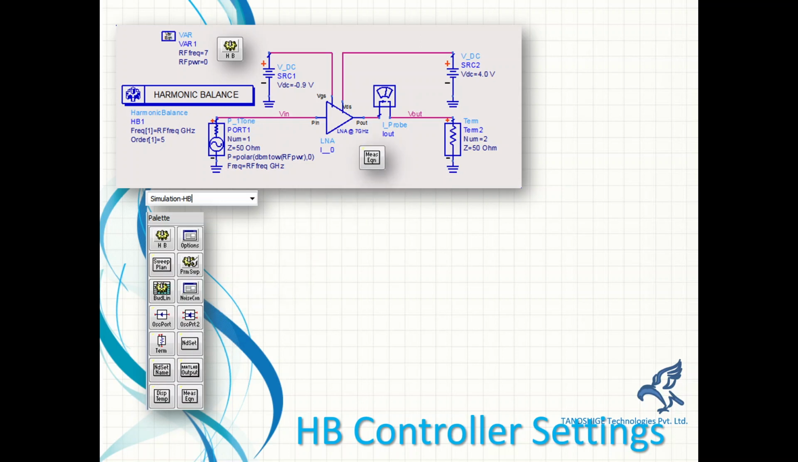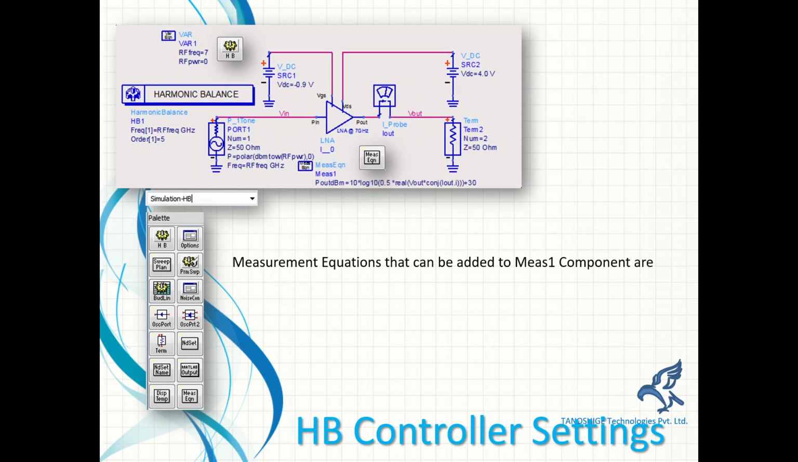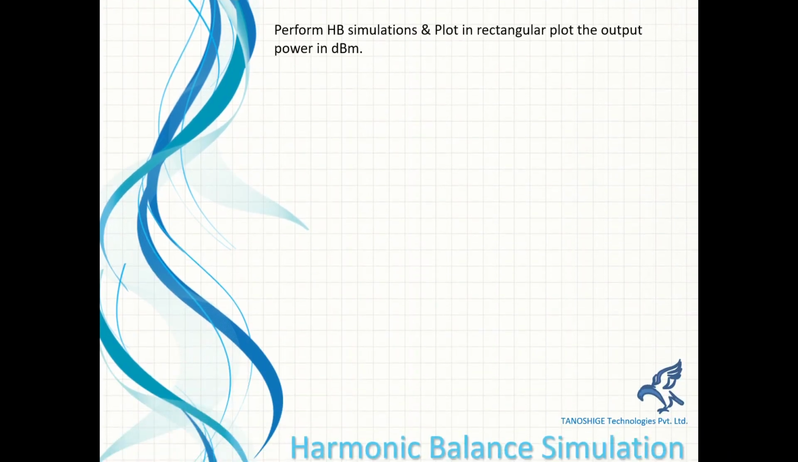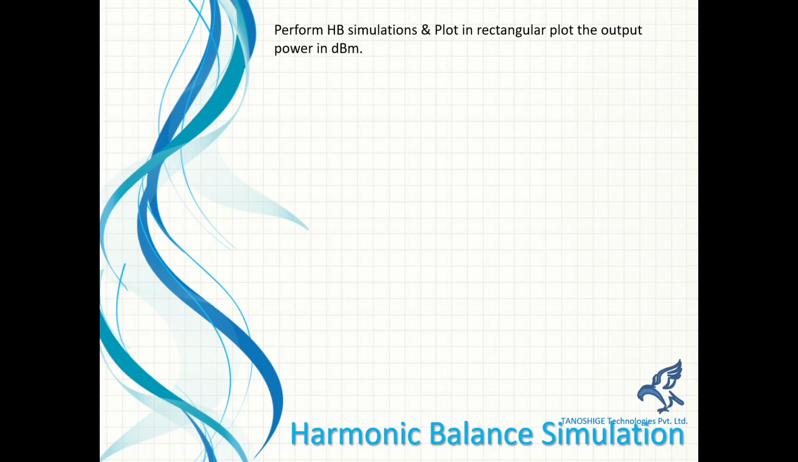So order of the signal, not mixing, sorry. And then we are going to put in here what is called a measurement equation to write what is the output power level, right? And we will also see what is the DC power. We will see what is the efficiency. We will see what is the gain. Okay, so we'll write the equations as measurement equations. Later I'll show you. Measurement equations are different from the equations we have written in the data display window. Measurement equations are written on the schematic itself, right?